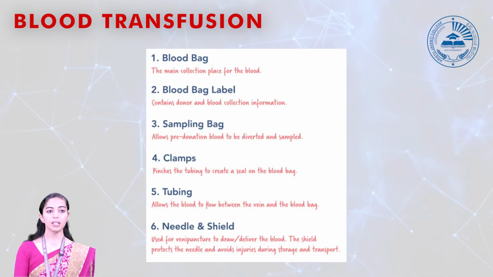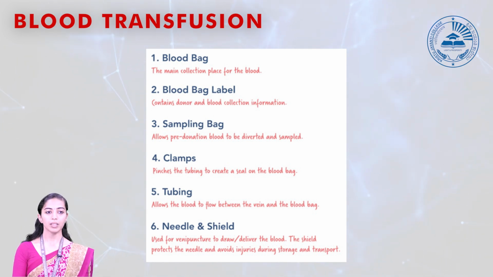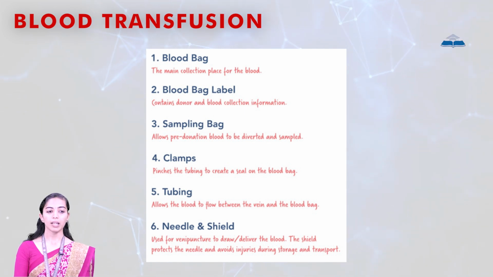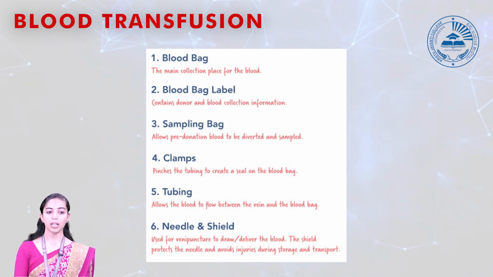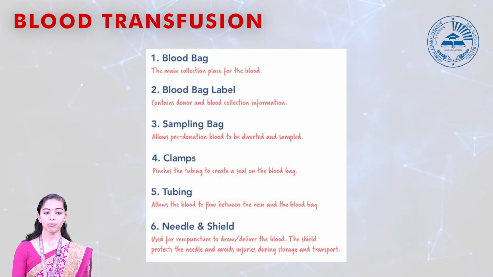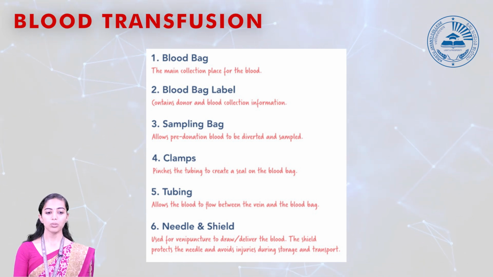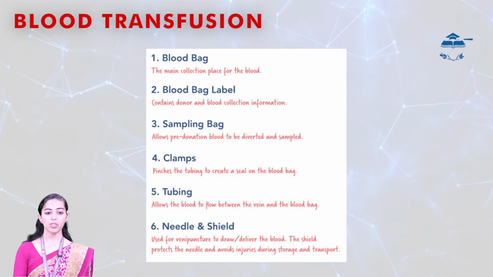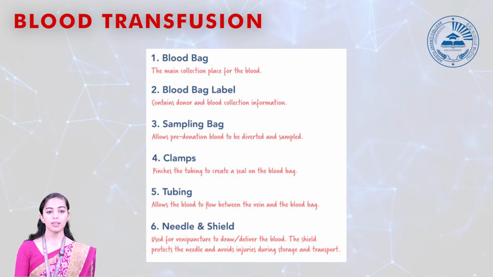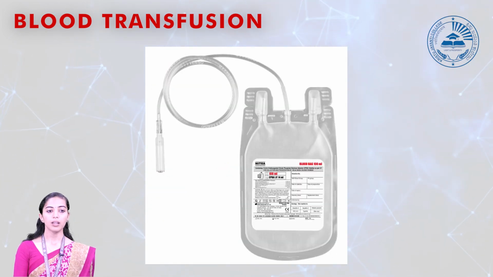So the blood bag is the main collection part for the blood. The blood bag label contains all the details of the donor including the blood group. The sampling bag allows pre-donation blood to be diverted and sampled. Clamps pinch the tubings to create a seal on the blood bag. The tubings allow the blood to flow between the veins and the blood bag. Needles and shield are used for the puncture to draw or deliver the blood, and the shield protects the needle and avoids injuries during storage as well as transport. This is how a blood bag looks. So there is a needle, a casing or the shield of the needle, various tubings and the actual blood bag.